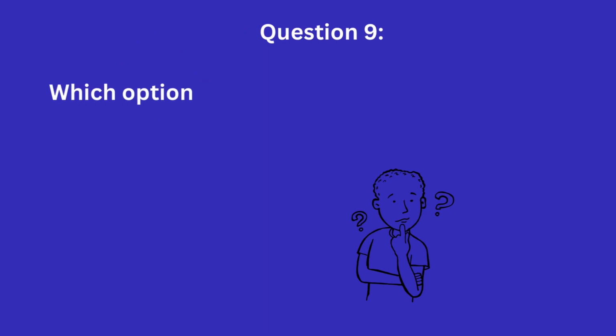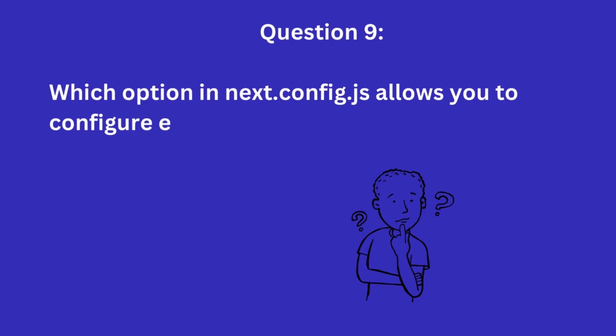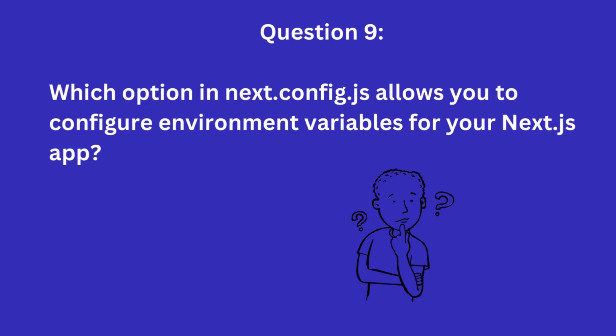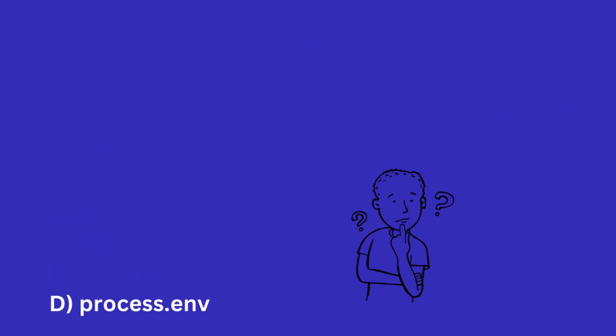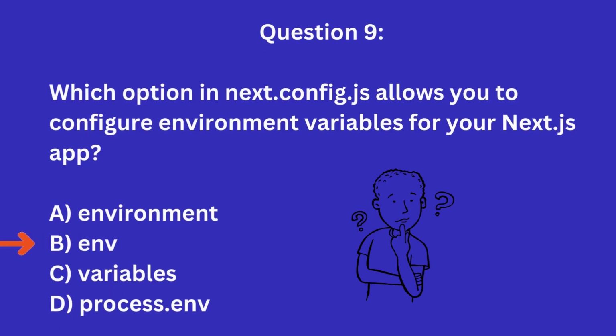Question 9. Which option in next.config.js allows you to configure environment variables for your Next.js app? A. environment. B. env. C. variables. D. process.env. Correct answer: B.